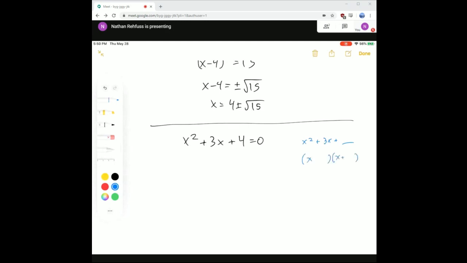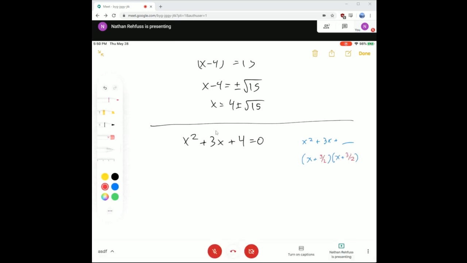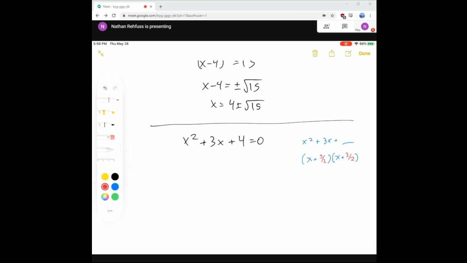And sadly, that number is going to be 3 halves. Two of the same number that add up to 3. What else could it be but half of 3? 3 halves times 3 halves is 9/4. Just multiply the top and bottom, right?